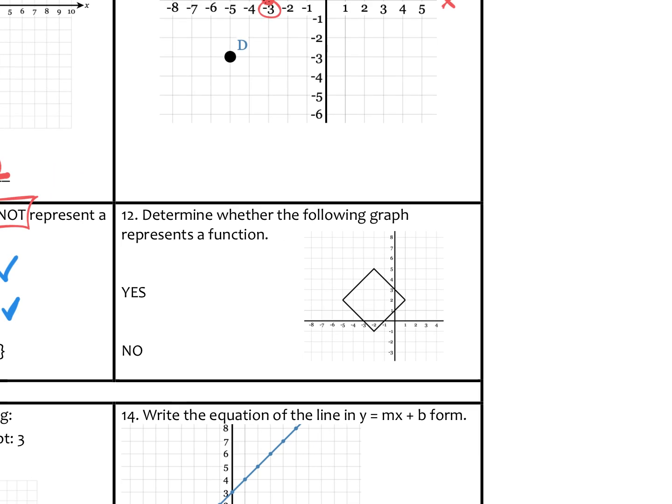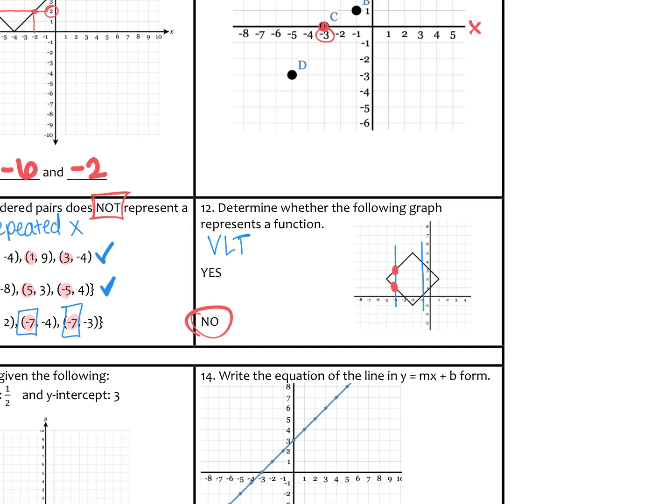Determine whether the following graph represents a function. So when we're dealing with a graph, we're dealing with the vertical line test. Can I draw a vertical line that only touches the graph in one spot? I like to draw a couple because sometimes it's a function in some places, but not a function in others. So this line actually touches the graph in two spots, so this is no, it is not a function.